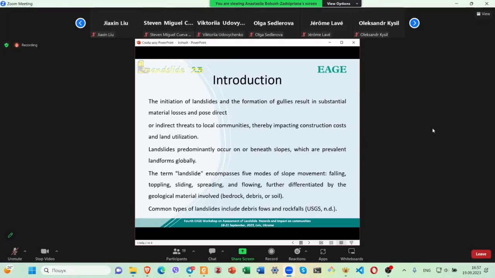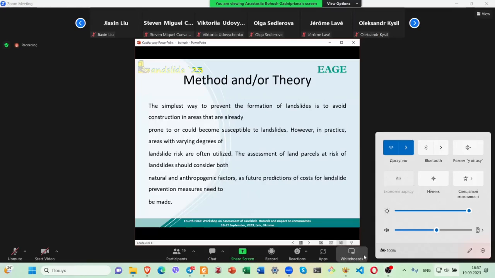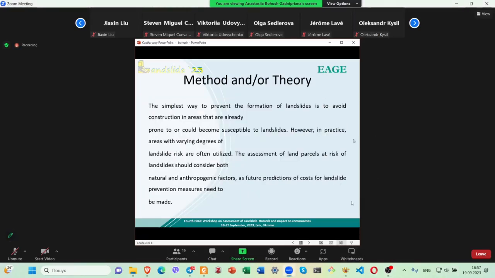It's falling, toppling, sliding, spreading, and flowing, further differentiated by the geological material involved. It could be bedrock, debris, or soil. Common types of landslides include debris falls and rock falls. The simplest way to prevent the formation of landslides is to avoid construction in areas that are already prone to or could become susceptible to landslides.